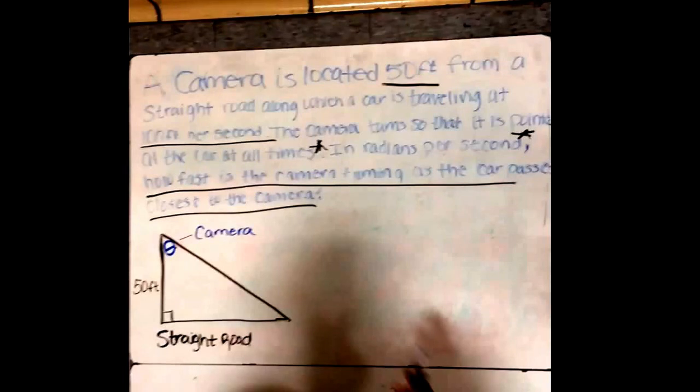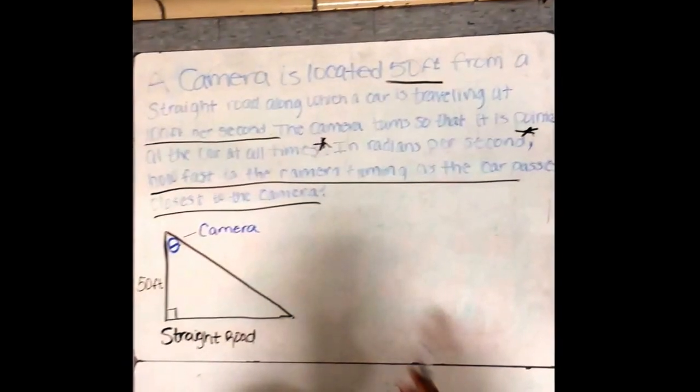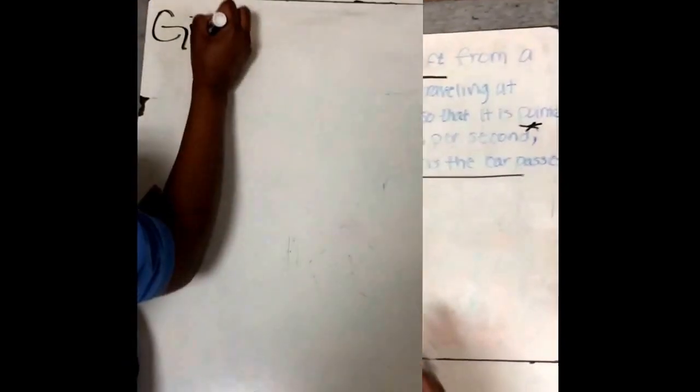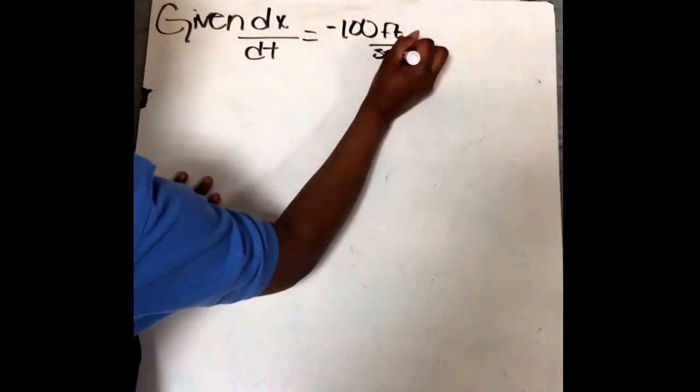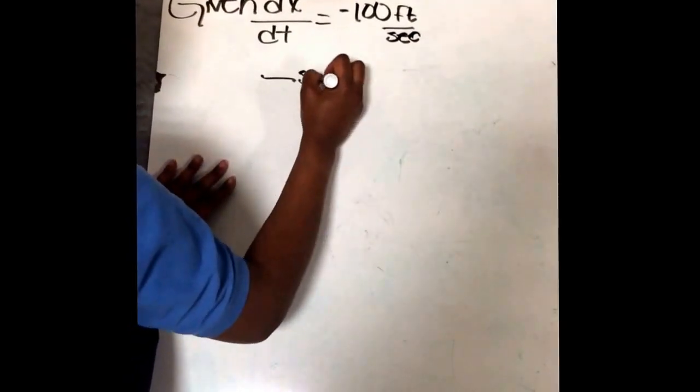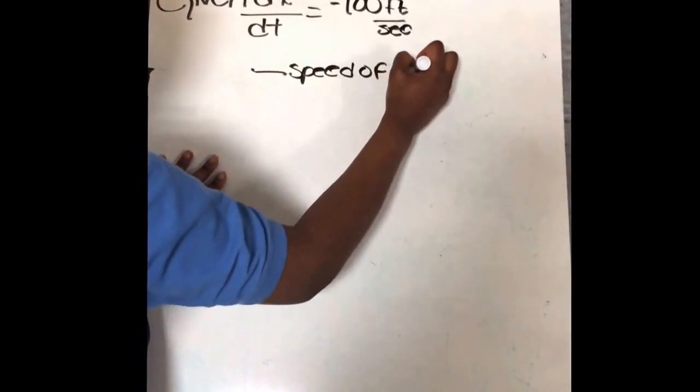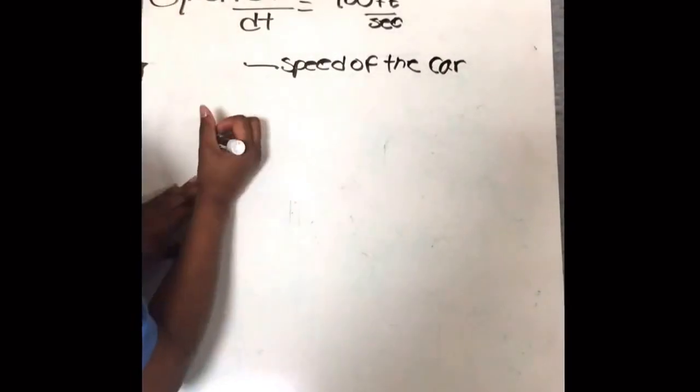In our situation, theta is the angle created from the 50-foot leg and the hypotenuse, and the distance between the car and the intersection of the legs is some value x. We are given the speed of the car, in other words, the rate at which x is changing, to be negative 100 feet per second. Negative because the distance between the car and the intersection is decreasing.